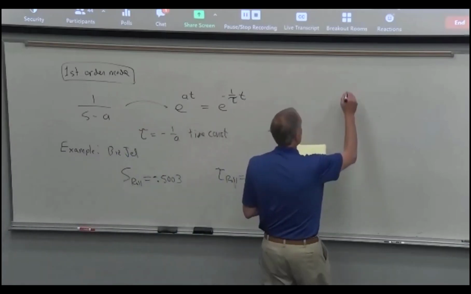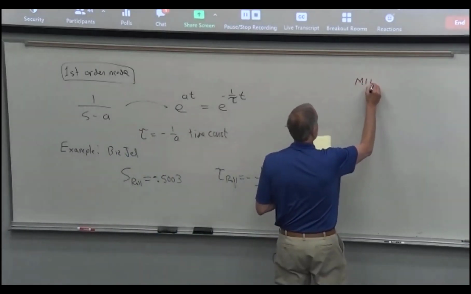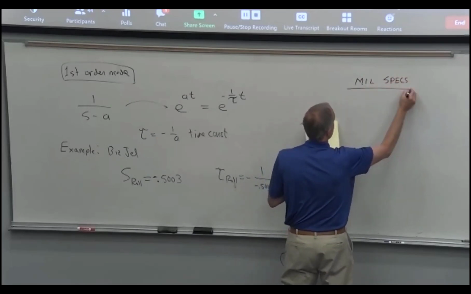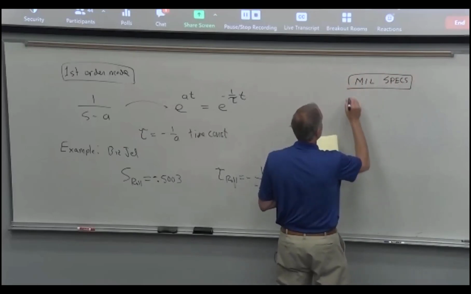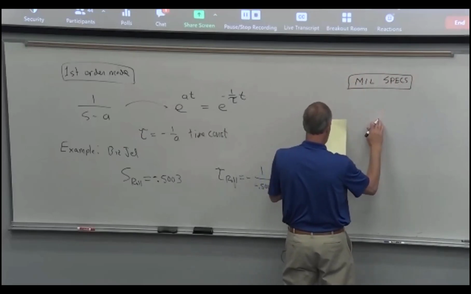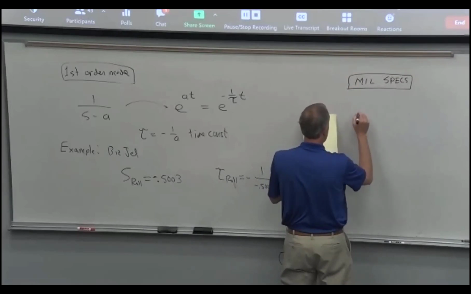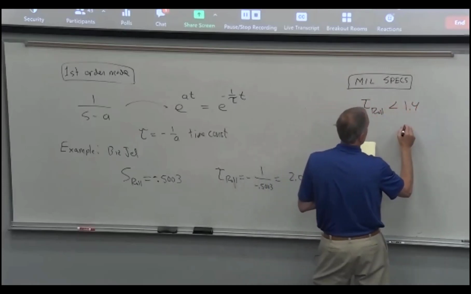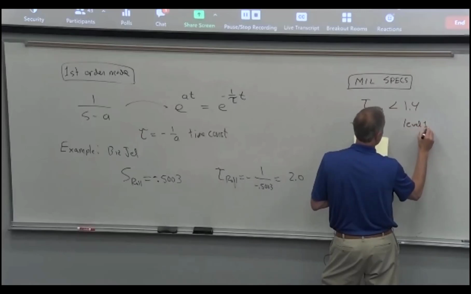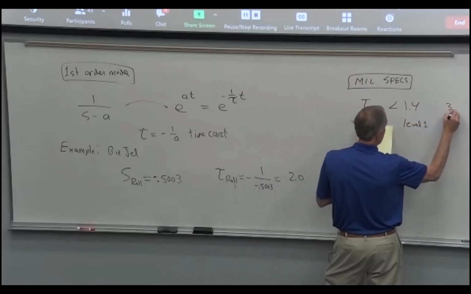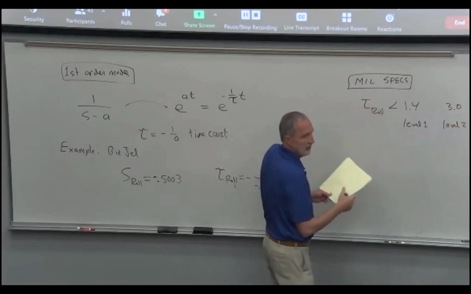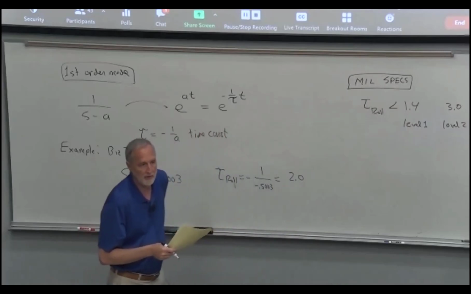And so then you go and you look up specs. And the ones that are most commonly applied to these are the military specs for the roll mode. And for the roll mode time constant, these things say you want a roll mode less than 1.4 for what's called level 1 flying qualities, and it needs to be less than 3 for level 2. And these are just different levels of how well the airplane behaves.